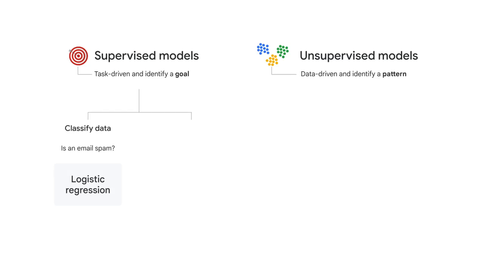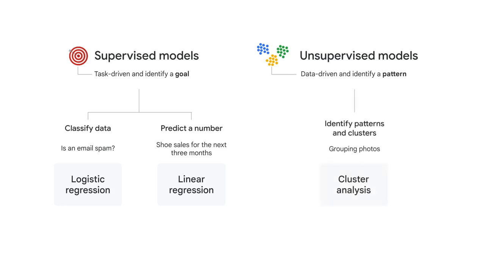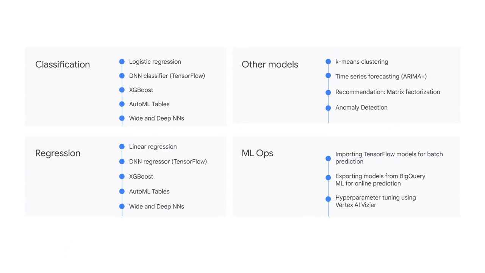Within a supervised model, if your goal is to classify data, like whether an email is spam, use logistic regression. If your goal is to predict a number, like shoe sales for the next 3 months, use linear regression. Within an unsupervised model, if your goal is to identify patterns or clusters and then determine the best way to group them, like grouping random photos of flowers into categories, you should use cluster analysis.